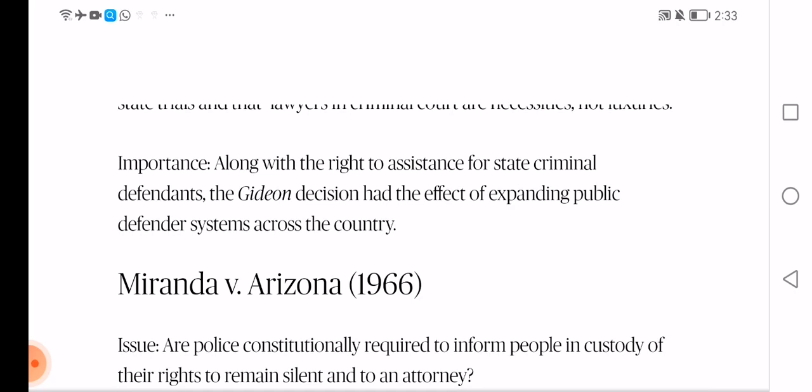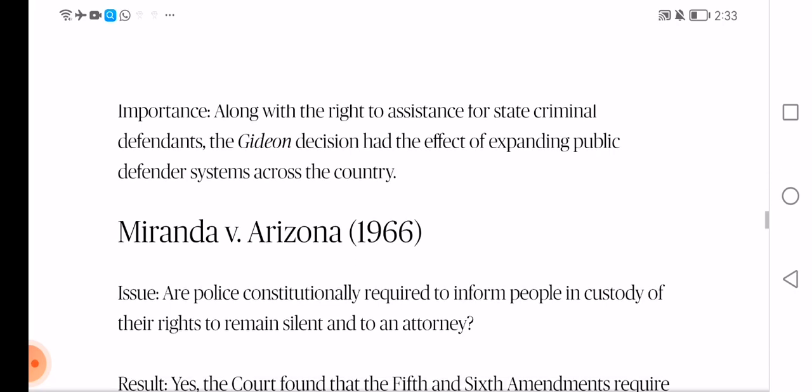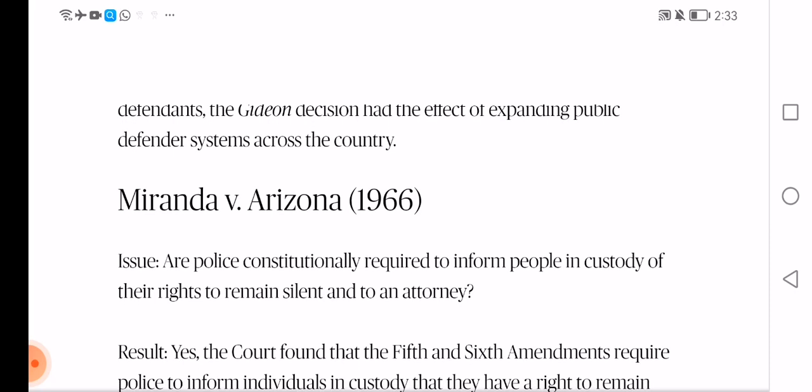Importance: along with the right to assistance for state criminal defendants, the Gideon decision had the effect of expanding the public defender system across the country.